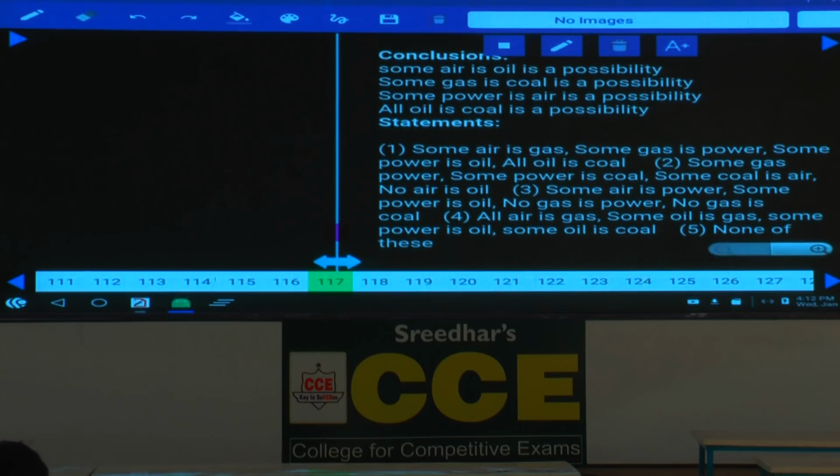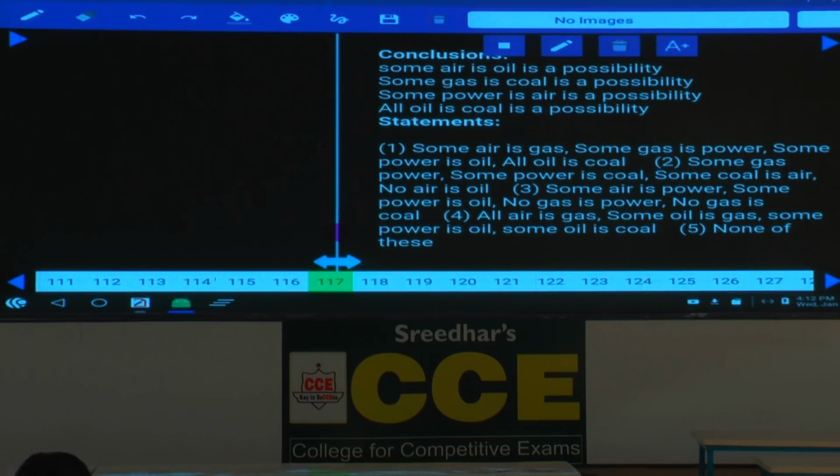Now all these are possibilities, right? As all these are possibilities, we should draw the diagram, okay? For possibilities we should always draw the diagram. Then again, some air is oil, some oil is and so on. Now some air is gas. What is the answer given to this one?